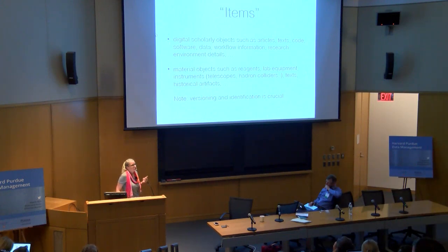It also includes material objects like reagents, lab equipment, instruments, historical artifacts, probably historical text. I think that's harder, and I don't work in that area. However, that's also a very important part of being able to replicate and understand results. And I make a quick note here that what version you have of these different items, how you identify them, is of course very crucial.